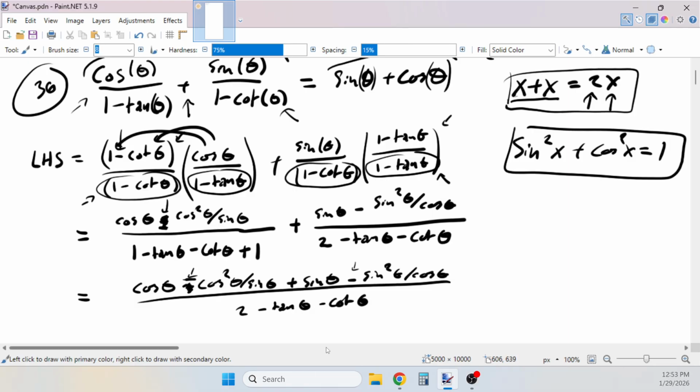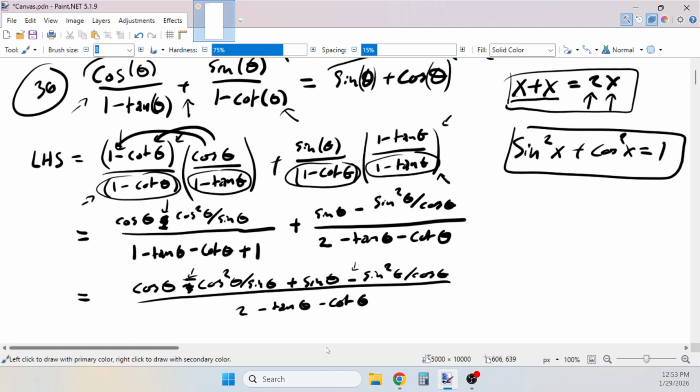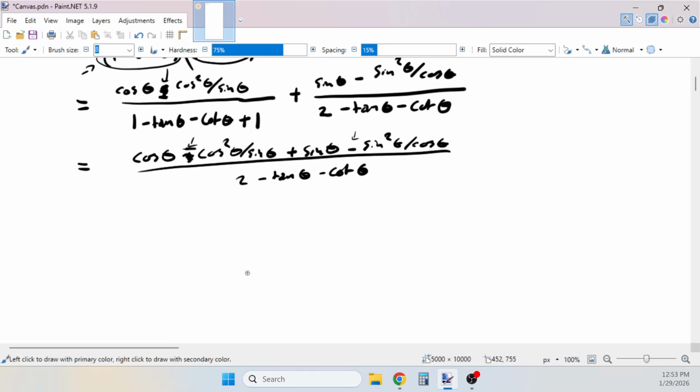I don't like compound fractions. If I multiply the top and bottom of this fraction by sine times cosine, I'm going to get some cancellation. Let's try that. This is already starting to feel like it wasn't the right way to do it, but we can press on and see how this goes. I'm going to multiply by sine theta cosine theta over itself.